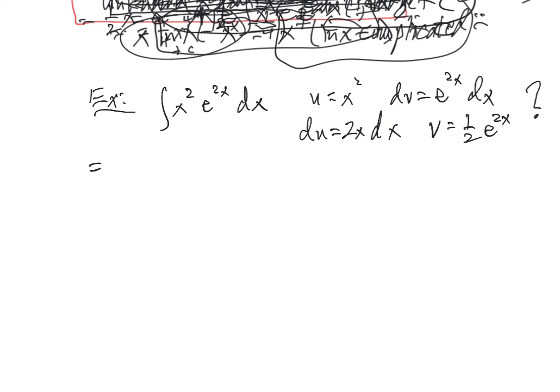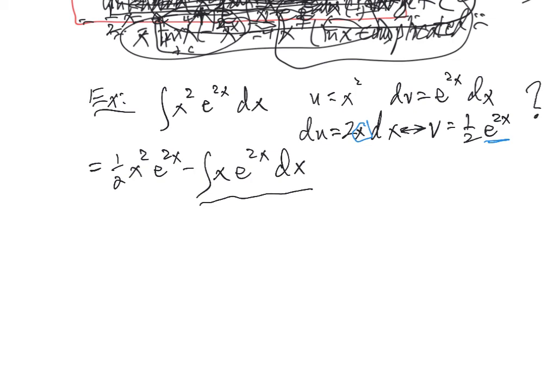Equals uv, 1/2 x squared e to the 2x, minus the integral of v du across here. Notice the 1/2s cancel, and I'm left with x. And this x survives, and then over here, e to the 2x. All right. This integral we do not know.